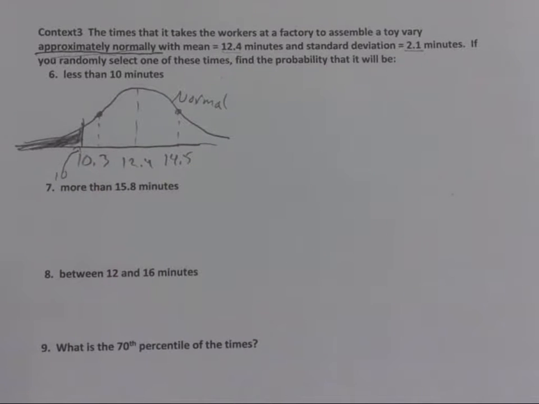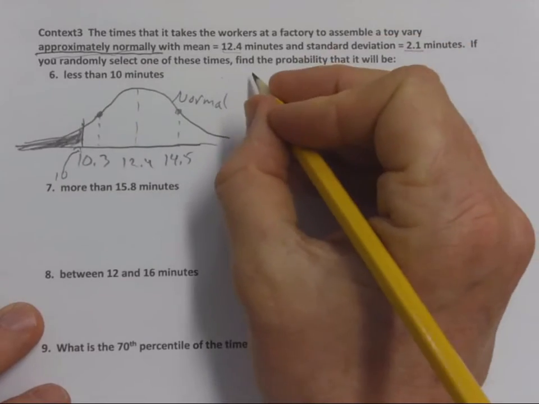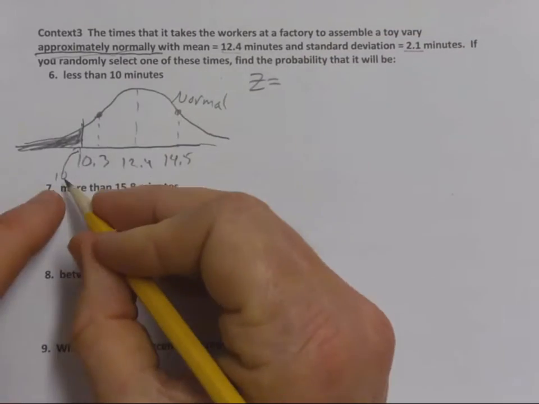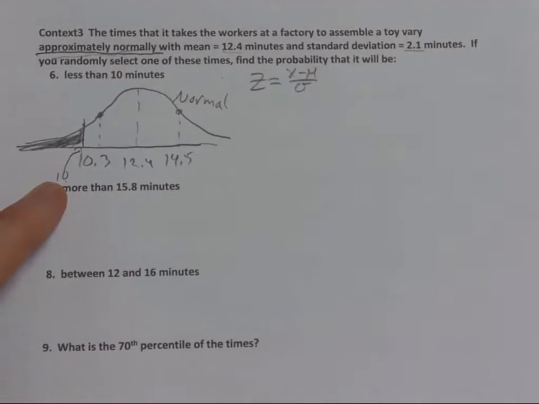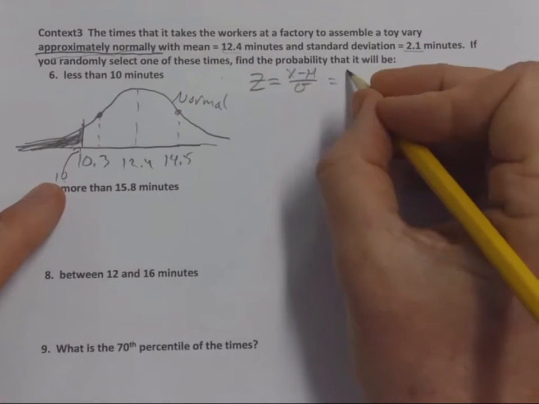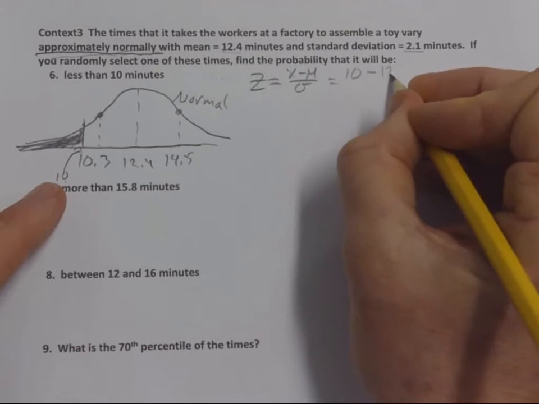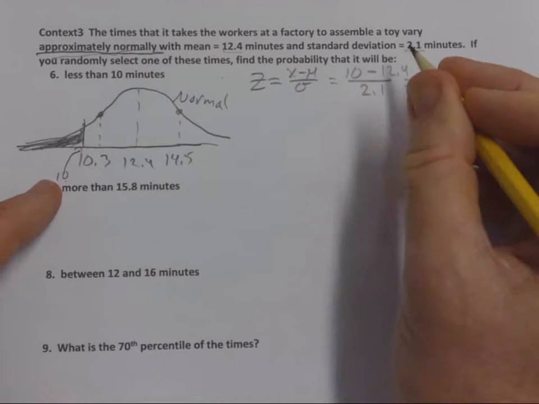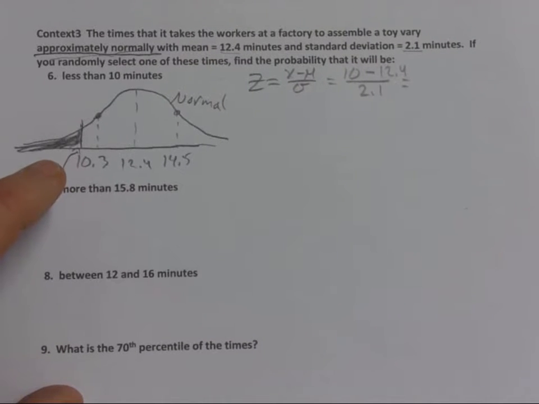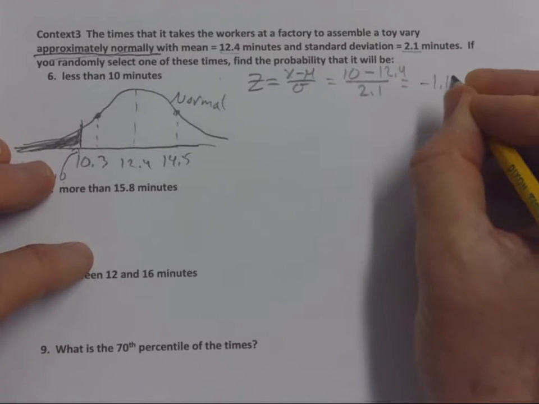All right, and so now what we're going to do, in order to use our table that I'm going to show you, we've got to find the z-score for 10. We're going to use a z-score table to find this area. So our z-score, you may remember, is going to be our x value. Remember, it's x minus mu over sigma from section 2.1. And so in this case, it is going to be 10 minus our mu of 12.4 divided by 2.1. And that, in fact, is equal to negative 1.143.